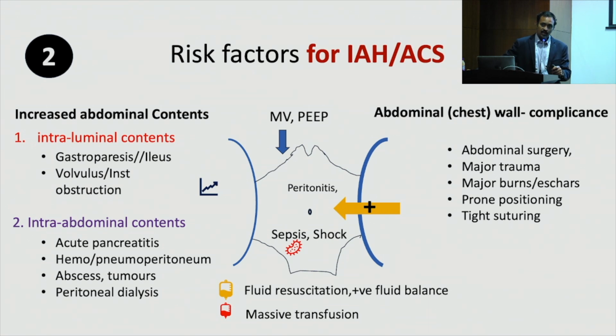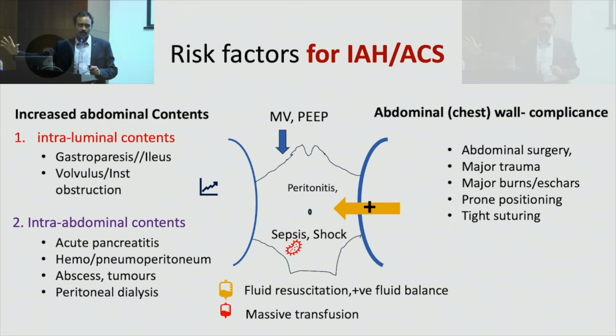A patient having an intestinal obstruction has a high risk of getting high pressure. He may not be having it today, but he is at high risk. A patient having acute necrotic pancreatitis has a high risk of getting intra-abdominal hypertension. A patient having a severe intra-abdominal abscess has a high risk of getting intra-abdominal hypertension. So these are the high risk factors.